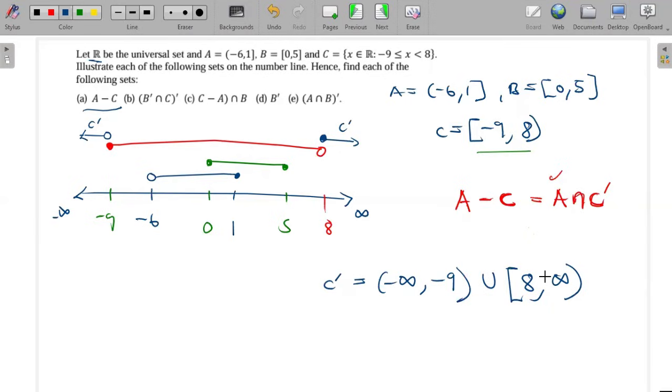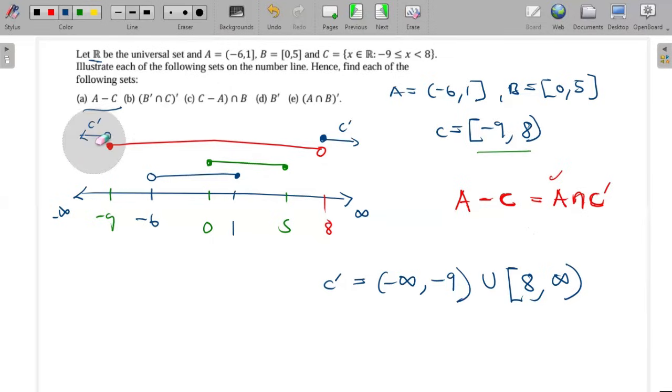Intersect your A and your C complement. Intersect the A and the C complement. So in short, find what is common between your A and your C complement.